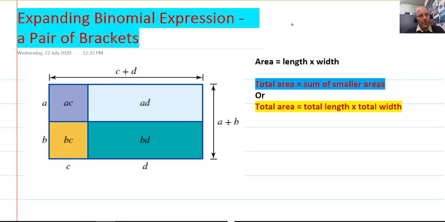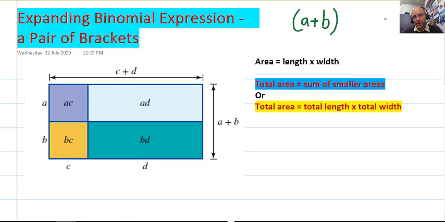Okay, so our learning goal is to be able to expand binomial expressions. We're talking about a pair of brackets. Now, a binomial expression has two terms in it. A plus B is a binomial. I'm going to put it in brackets, okay? You'll see why in a minute.